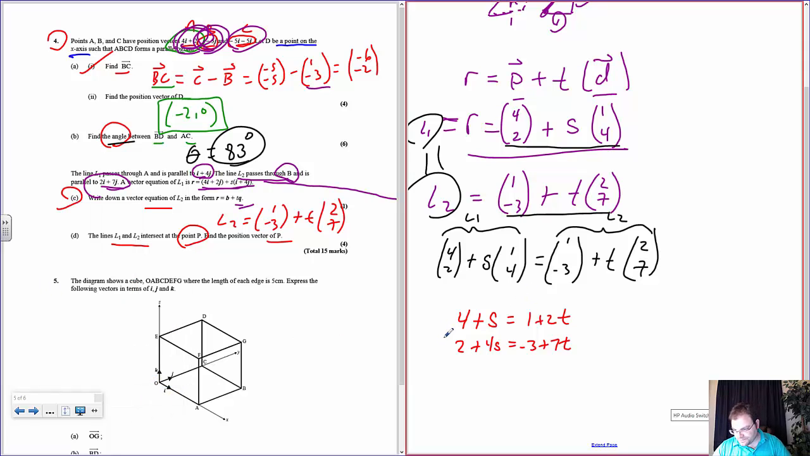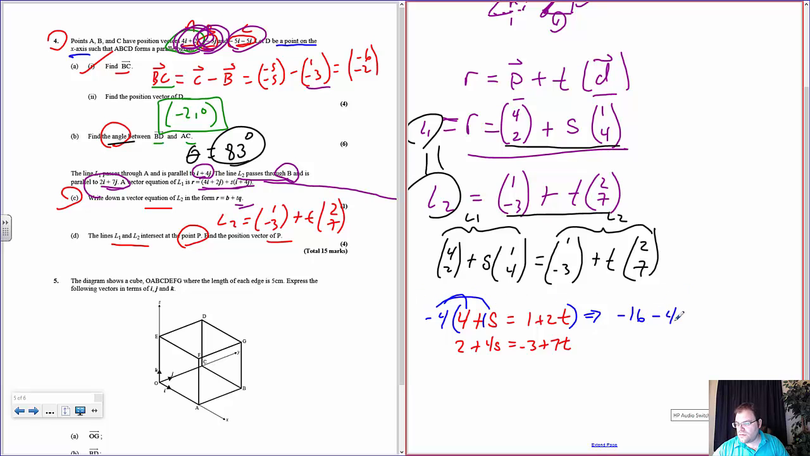So here's a system, and I'm trying to get rid of one of these variables. Let's get rid of s. What do I add to 4s for this equation to make 0? 4s plus -4s will make 0, but this is a 1. On the other one, I want it to be a -4. So what do I multiply 1 by to get -4? I multiply it by -4. In fact, I'll multiply the whole thing by -4. So -4 times 4 is going to give me negative what? -16.